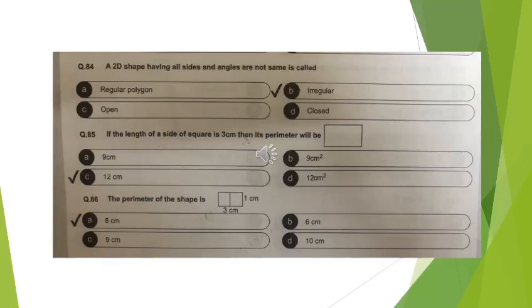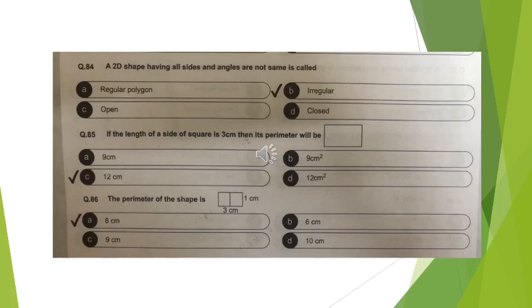Question number 84: a 2D shape having all sides and angles not the same is called. Option A is regular polygon, option B is irregular, option C is open, and option D is closed. Students, we have discussed in the previous question about regular polygons and irregular polygons. Option B is correct, which is irregular polygon, because irregular polygons are those types of polygons that do not have equal sides and equal angles.